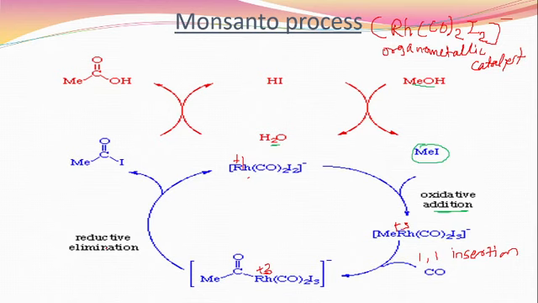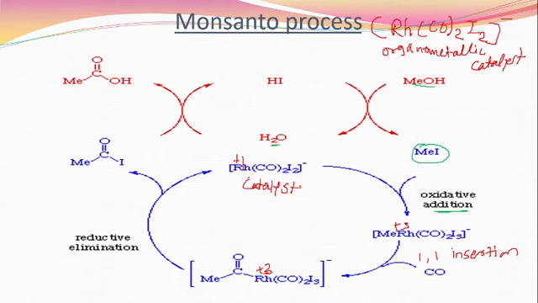Then reductive elimination takes place. This CORh and the iodine which are present in the cis position get removed, and we get the MeCOI, and here there is a recovery of our catalyst. We get our original catalyst. And what is a reductive elimination? There is a decrease in oxidation state by 2, which takes place over here, and there is a decrease in coordination number by 2, which also takes place over here.